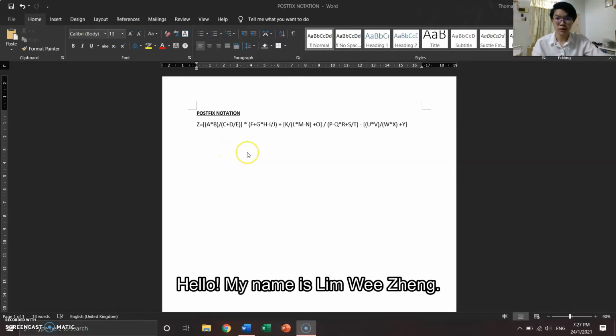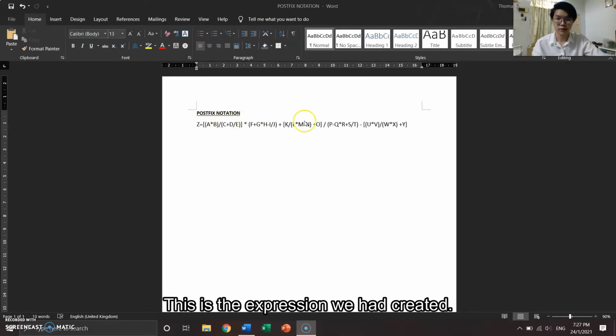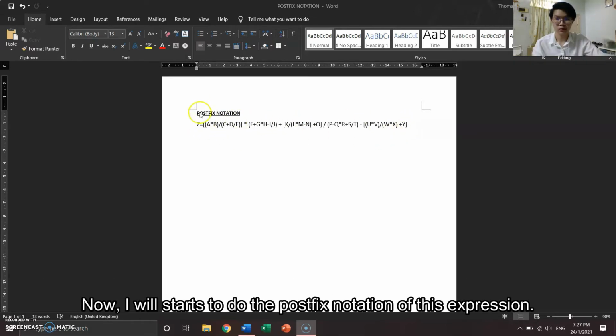Hello, my name is Ling Reason. I represent my group to explain the assignment of computer architecture. This is the expression we have created. Now I will start to do the postfix notation of this expression.